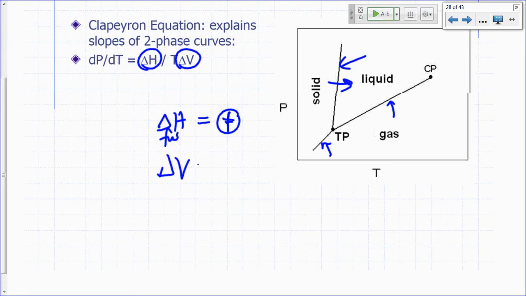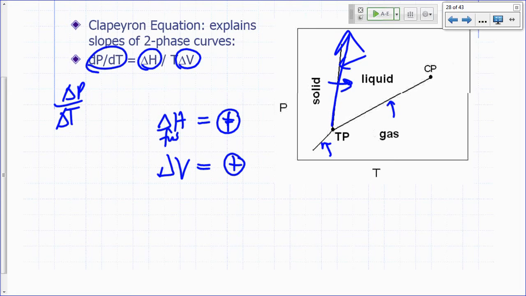Generally, when a solid melts, what happens to the volume? Does it expand or contract? When a solid melts, it expands. So delta V is positive. So dP/dT, that's basically delta P over delta T. That's the slope, okay, is a positive number for this freezing line, okay? So that's why it's leaning that way.